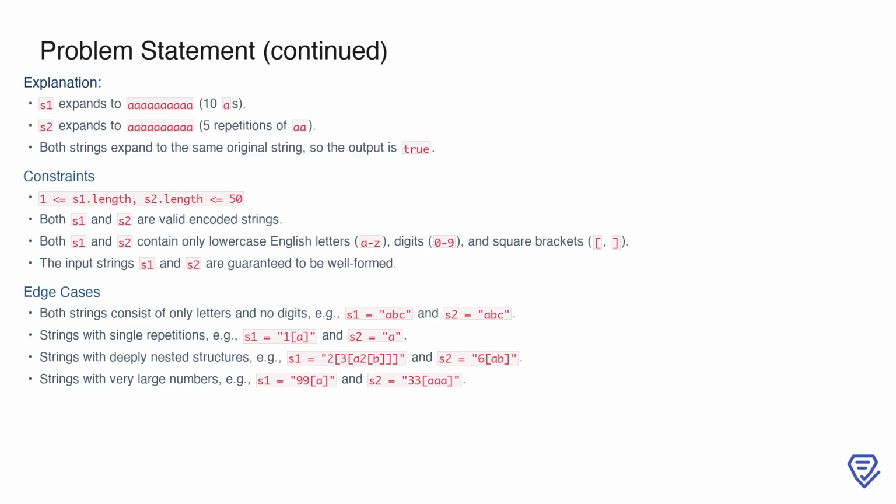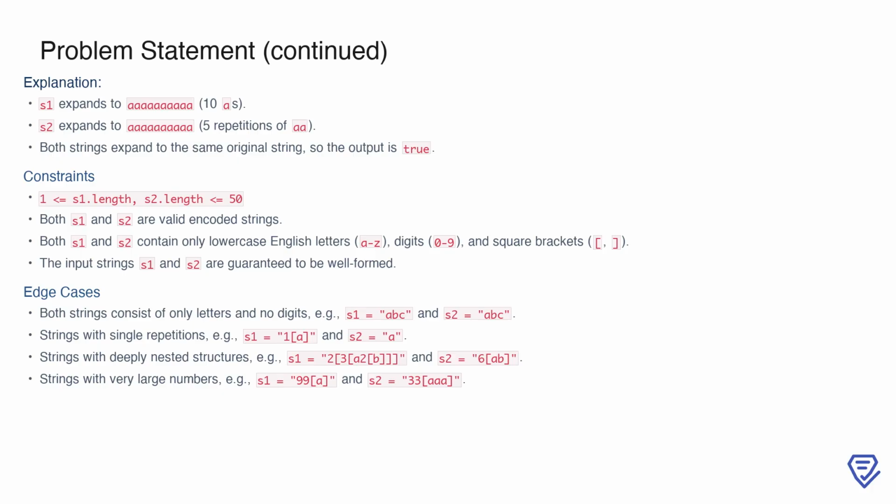Finally, in the third example, S1 is 10a, and S2 is 5a. Expanding S1, the substring 10a gives us ten a's, resulting in aaaaaaaaaa. For S2, the substring 5a expands to aa repeated 5 times, which also results in ten a's. Since both strings expand to the same original string, the output is true.